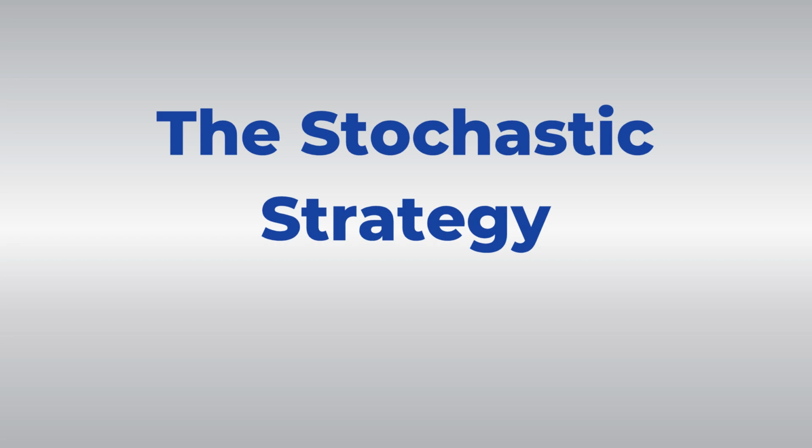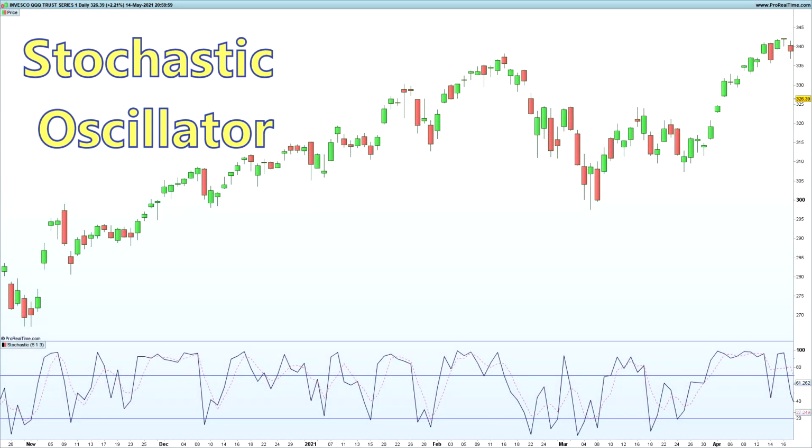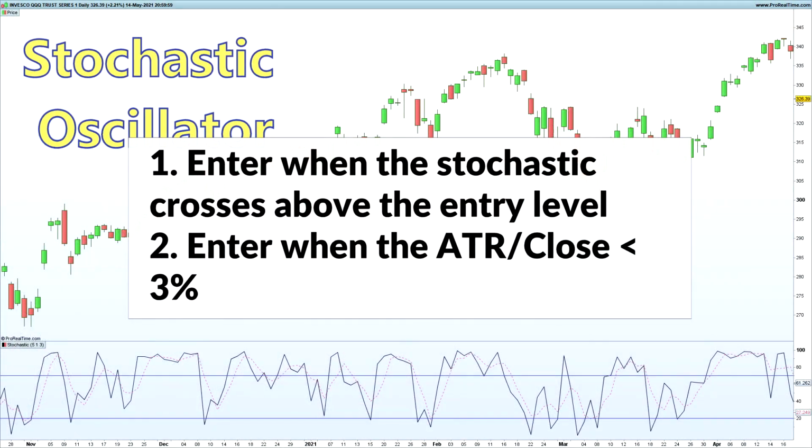Strategy number 2 is the stochastic strategy. Now, this uses the stochastic oscillator as the entry signal. We enter when the stochastic oscillator crosses above the entry level. Now, I'm using 2 entry levels in this strategy, and I will show you what they are later. There is a supplementary filter to this strategy, and that is only enter when the ratio of the closing price divided by the ATR is lower than 3%.